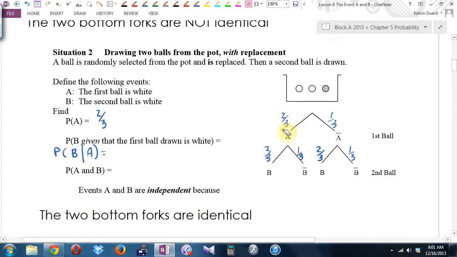What's the probability of event B given that A has occurred? Yeah, and again, Kayvon, what this is saying is, given A, walk down here. Use that number. What's the probability of A and B? It's going to be 2/3 times 2/3, which is what?